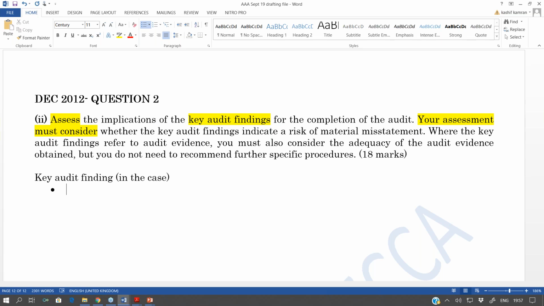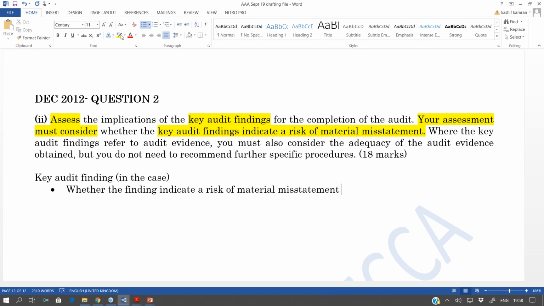Key audit findings. Number one, your assessment must consider whether the key audit finding indicates a risk of material misstatement. So you need to read the key audit finding, and you need to see whether the finding indicates a risk of material misstatement. Do you know how to answer a question on risk of material misstatement, or should I be telling you again? Does everyone know how to answer it: the materiality, the treatment, the risk, and the impact? So whether the finding indicates a risk of material misstatement.